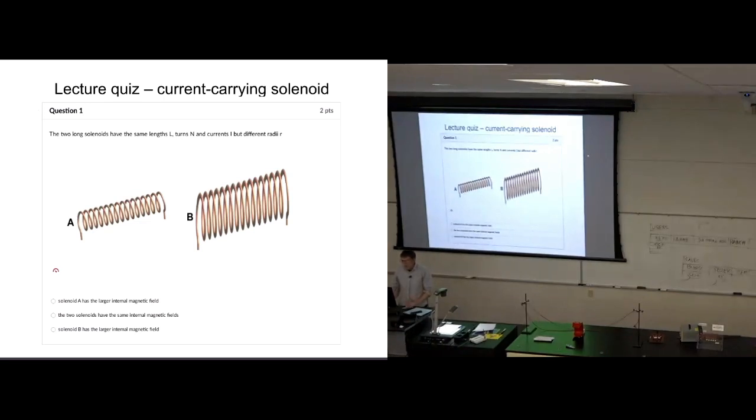Quiz question. I'll end on this quiz question. It's about the solenoid, and you can think of it in terms of the equations for the solenoid, our understanding of the solenoid.